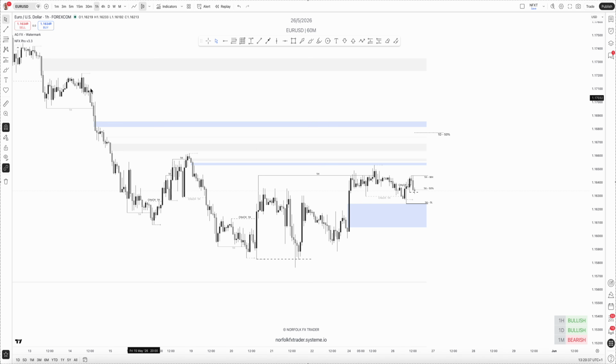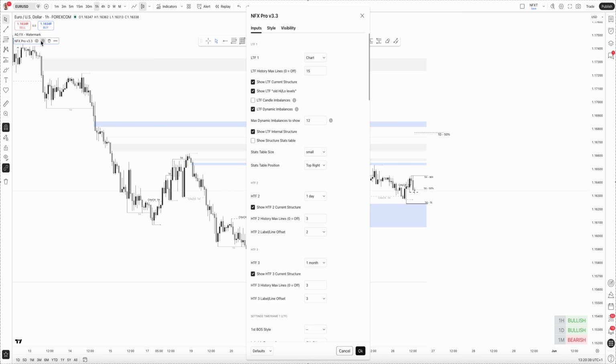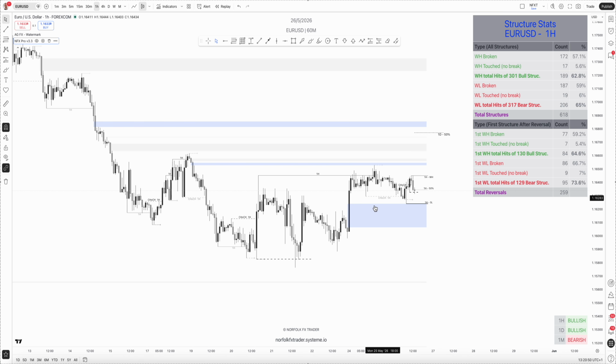I've got something special just to show you as well in this video. I'm going to turn on my stats table, and let's actually make this larger so we can see it easier. So when we're looking at this, when we see our first change of character, our pullback, we see a sweep of this low. When we look at our structures, we've got our first structure after reversal. We've got all other structures. So basically, when we're looking at our first break of structure, looking at this area down below. So we've got our first break of structure.